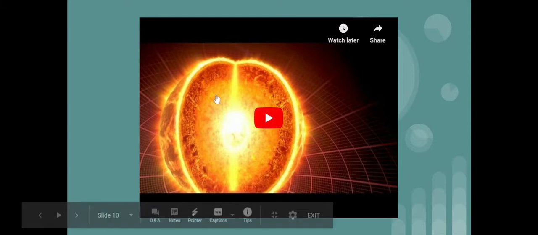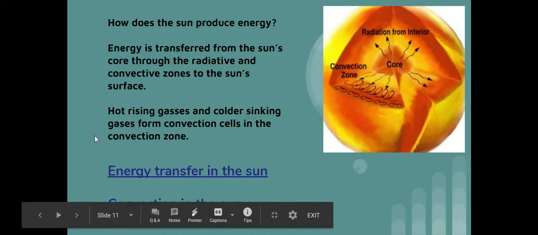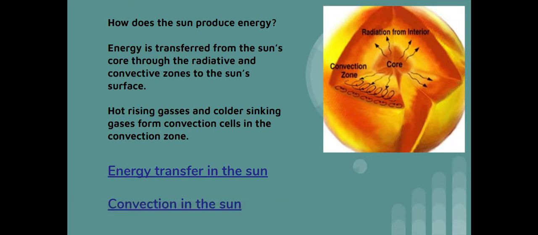And that's the sun and how big it is. It's an amazing thing how that's produced. So the energy is transferred from the sun's core, where we saw with all those nuclear reactions going on, through the radiative zone and convective zones to the sun's surface. Hot rising gases and colder sinking gases form convective cells in the convection zone.